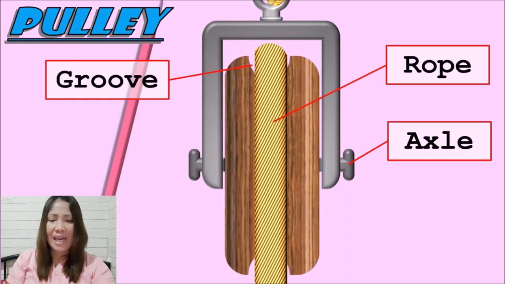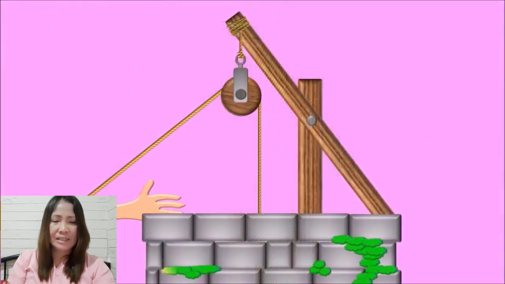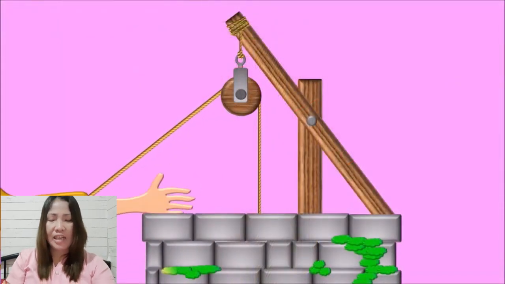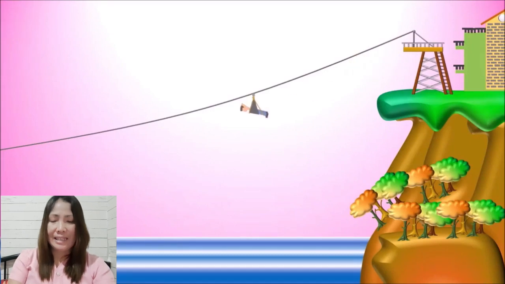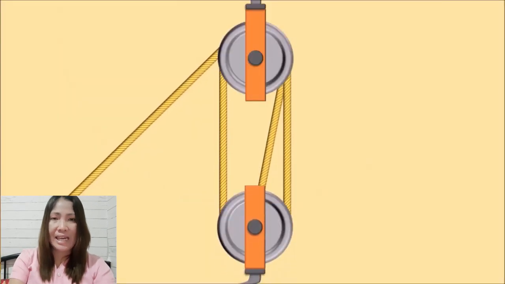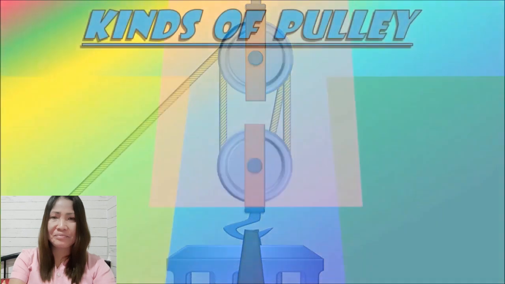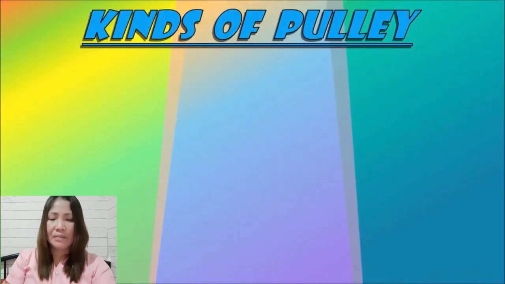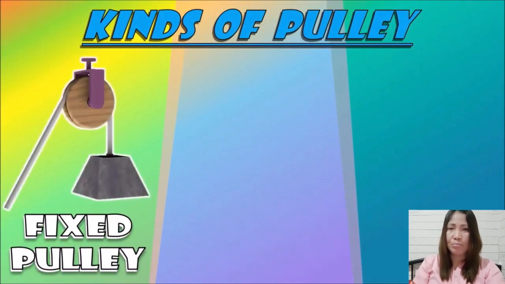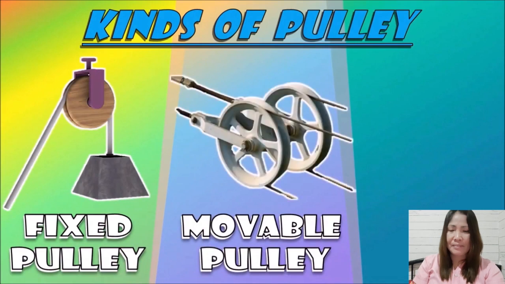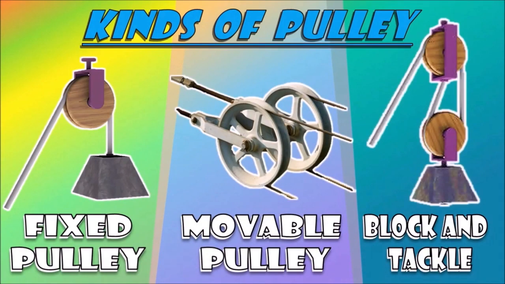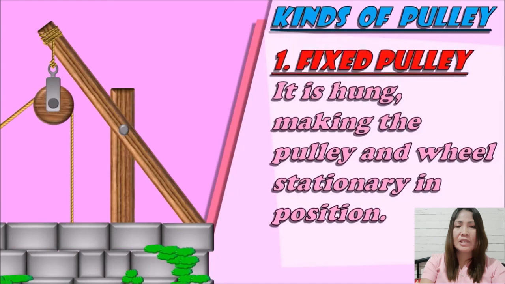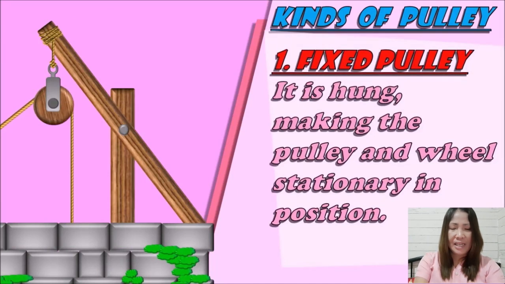There are many examples of pulley that I am going to share, but before that, let us have first the three kinds of pulley. We have fixed pulley, movable pulley, and block and tackle. First, we have fixed pulley. It is hung, making the pulley and wheel stationary in position.